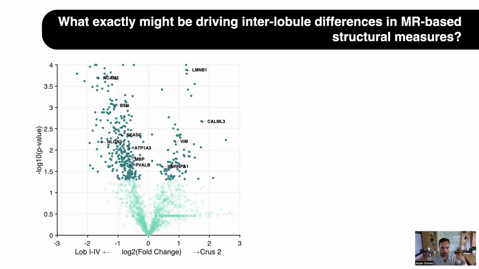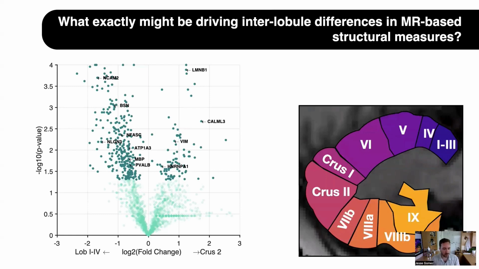On the y-axis, its location is determined by the significance of that difference, or the negative log10 of the p-value. At a high-level glance, you can see that there are two spouts, which is good, suggesting that some proteins are more highly expressed in lobule 1 and some proteins more highly expressed in crus 2. We can threshold our data, so in darker green are those proteins that are significantly different between the two lobules. I've highlighted some of the proteins there, but you can see, for example, that a protein like myelin basic protein, or MBP, is more significantly expressed in lobule 1 compared to crus 2.